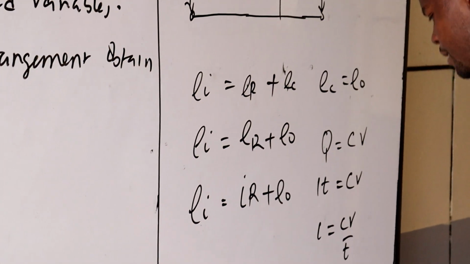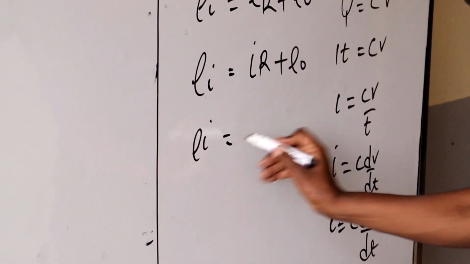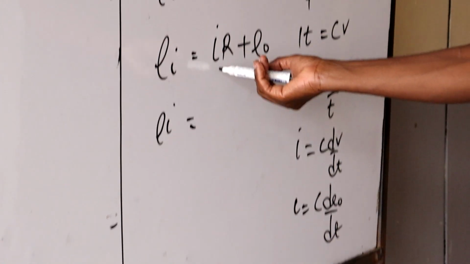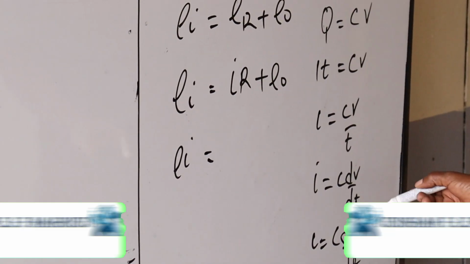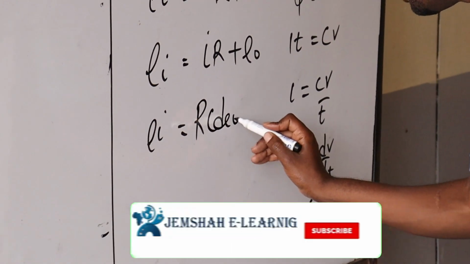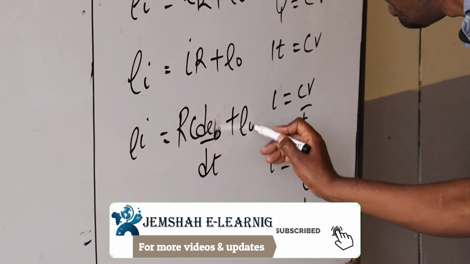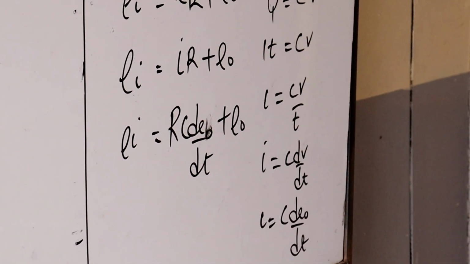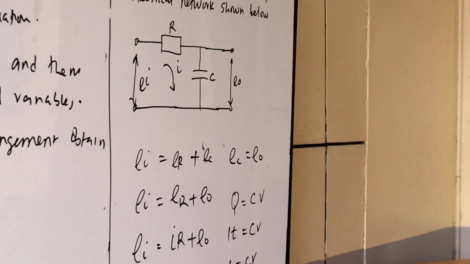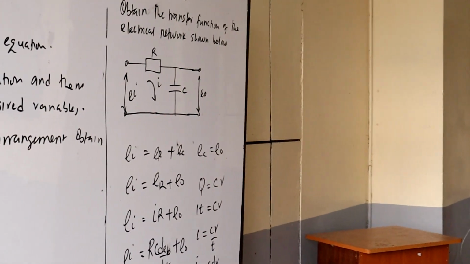Our I is C dE naught dt, which means EI is going to be now, so wherever we have I, we replace it with that equation, where we are going to have RC dE naught all over dt plus E naught. And with that, now we have dealt with the first part of how to obtain the transfer function of an electrical network.